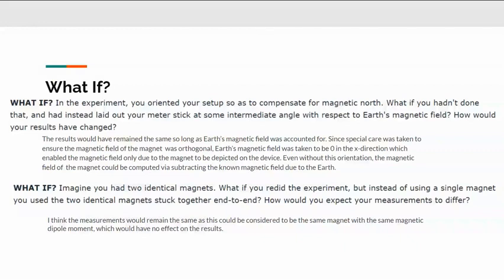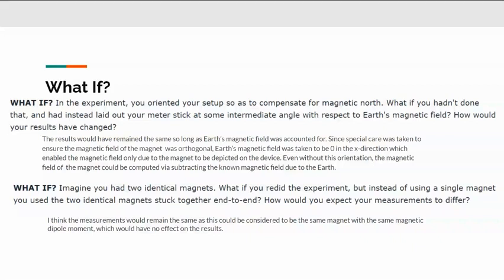For the what if questions, if the phone wasn't matched with the Earth's magnetic field, the results would be the same so long as the Earth's magnetic field was accounted for. If it weren't accounted for, of course, it would be different. But if things were taken into consideration component by component and subtracted off, then we'd be left with the result, the magnetic field of the magnet.